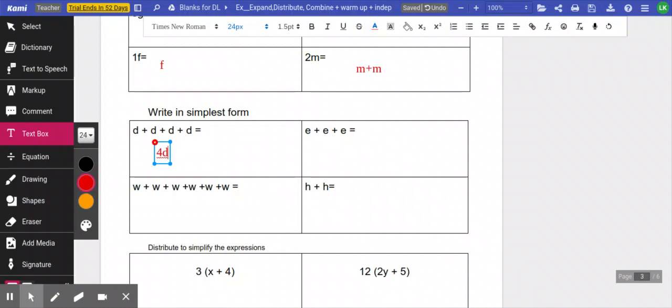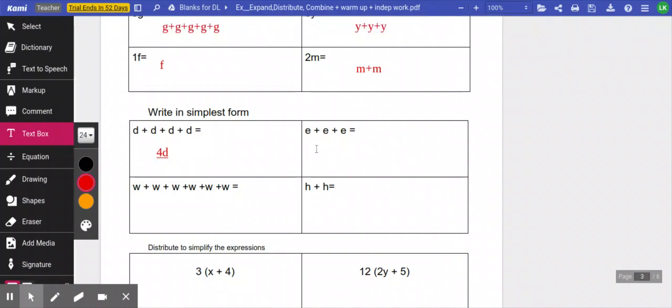Sometimes it can be kind of fun to use your imagination. Maybe these are donuts. I'm going to have a donut, and another donut, and another donut, and another donut. 4 donuts. All right, try the next 3. Pause the video. Then hit play to check them.